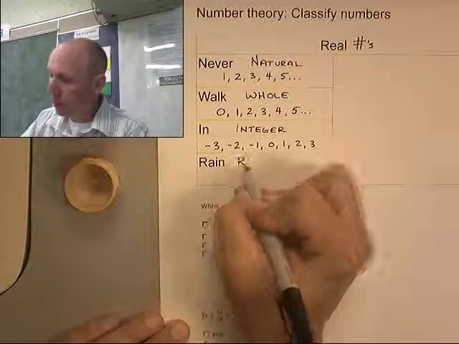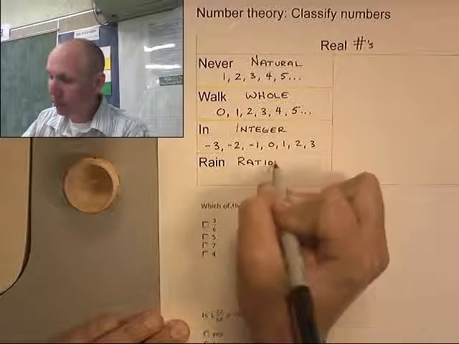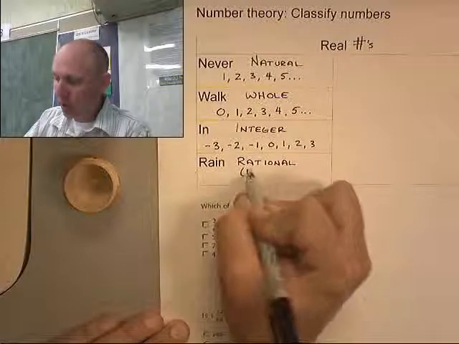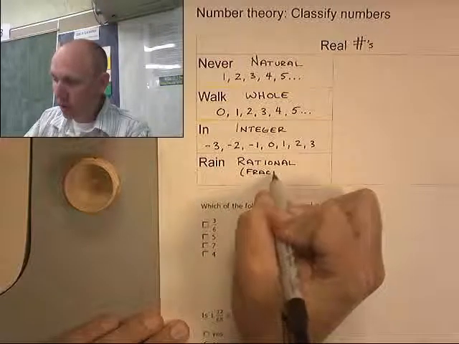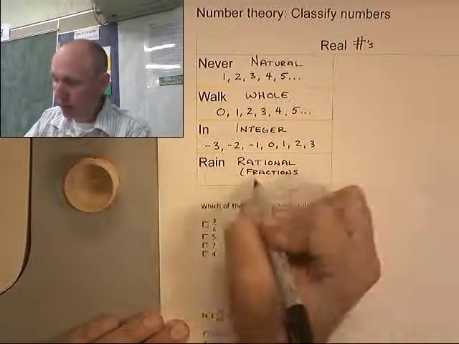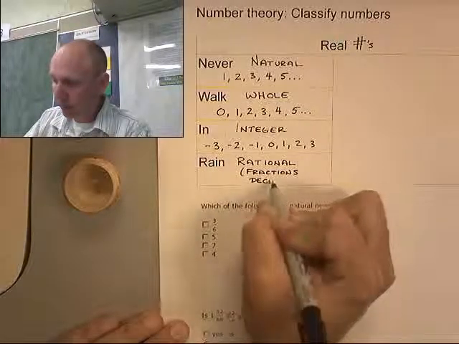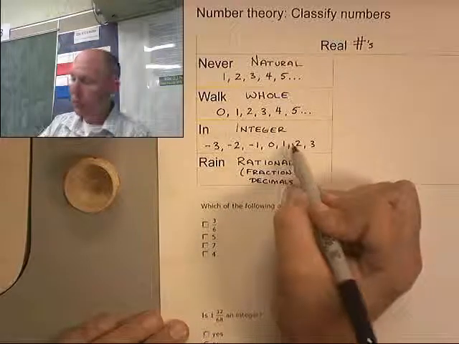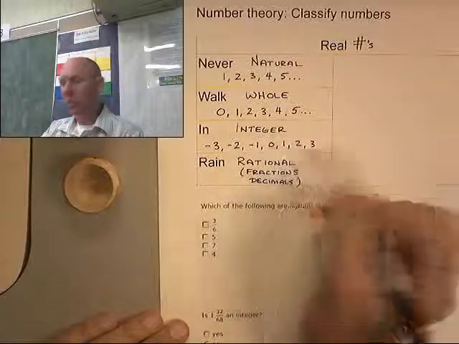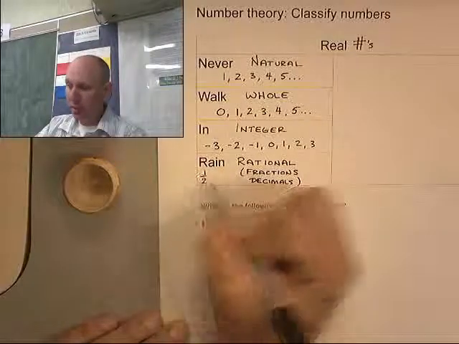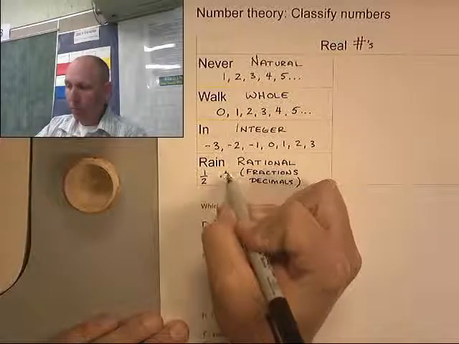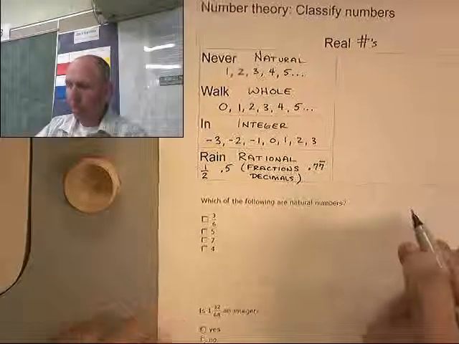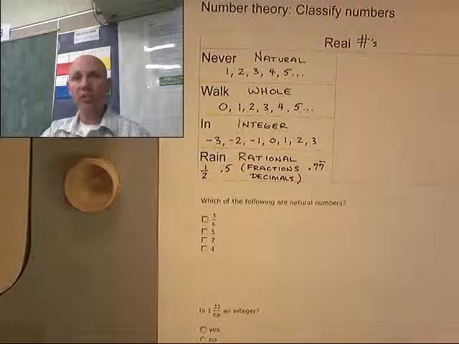Rain stands for rational, or fractions. These are fractions and decimals. So the numbers that would fit in between the integers, things like 1/2 or 0.5 or 0.77 repeating. Those are the rational numbers.